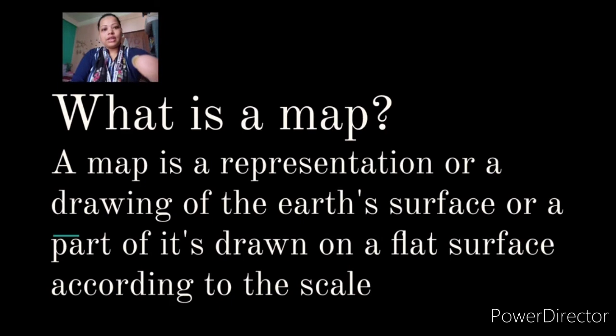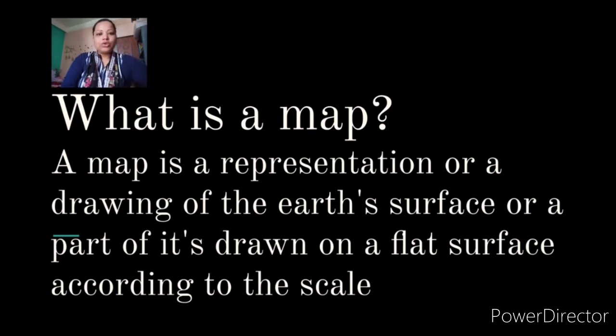So first of all, let us know what is a map. A map is a representation or a drawing of the earth's surface or a part of it drawn on a flat surface according to the scale. Now there are various types of maps, right? Political maps, physical maps. You have seen, like in class 6 we used to plot the map.